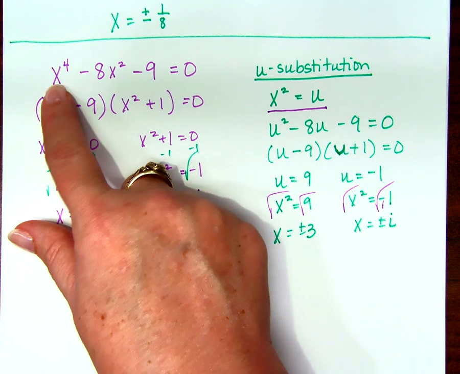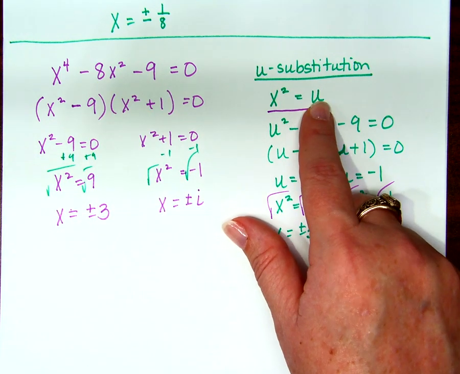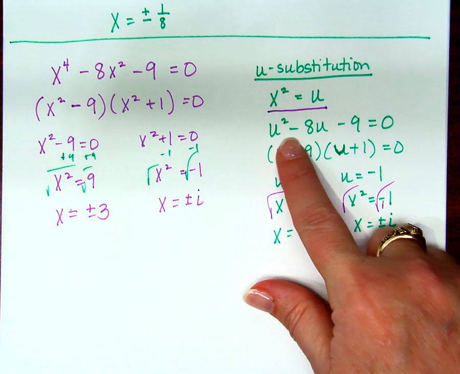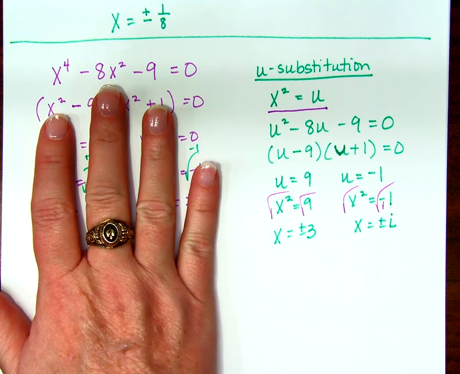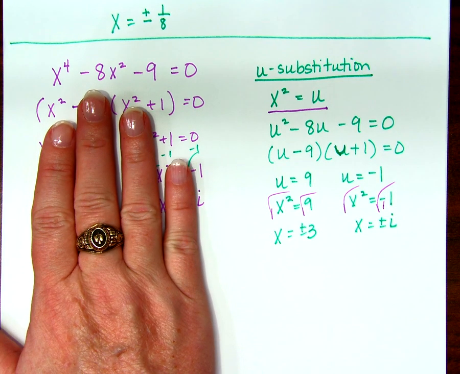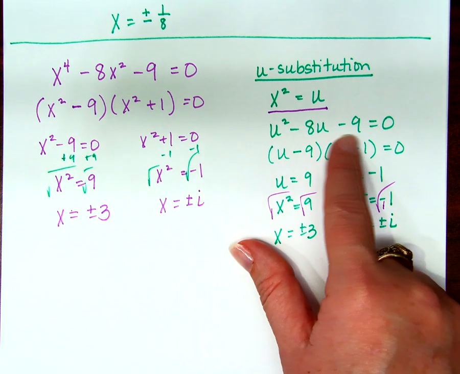If this was x to the 10th and x to the 5th, what would I want U to equal? X to the 5th, right? So you just have to figure out what makes sense in the problem to make it actually be a quadratic and not just quadratic in form. So now do you see why I called this quadratic in form? Because it could be replaced with a U substitution to actually make it be a quadratic.